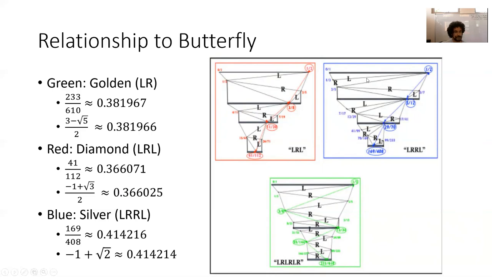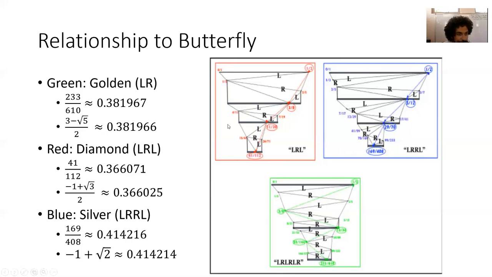Finally, I could start with 1/2 and follow this silver hierarchy once again. Left, right, right, left. Left, see, here's, this should be an R right here. Left, right, right, left. Left, right, right, left. This left and right should just be flipped. There's not actually a mistake in this rational number. They just labeled it wrong right there. So we end up finding 169 divided by 408, which gives us 0.414 approximately. And remember that minus 1 plus the square root of 2 is approximately 0.414.